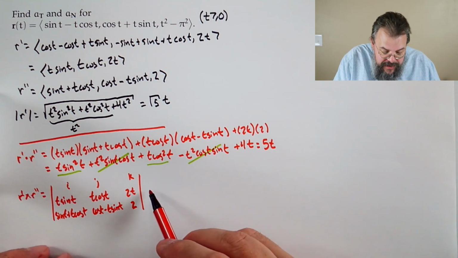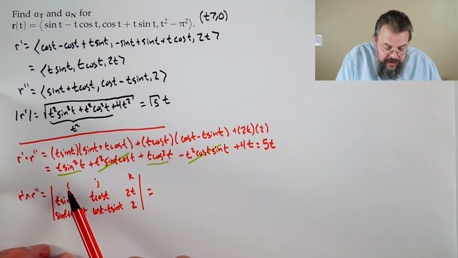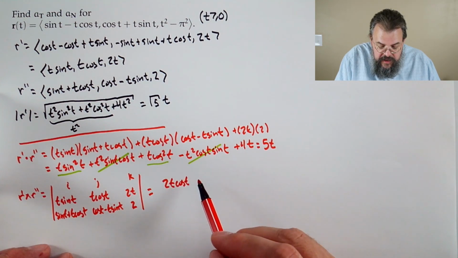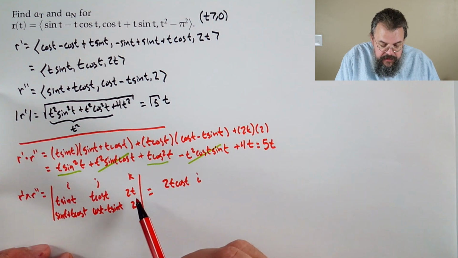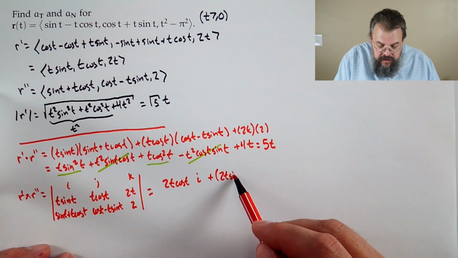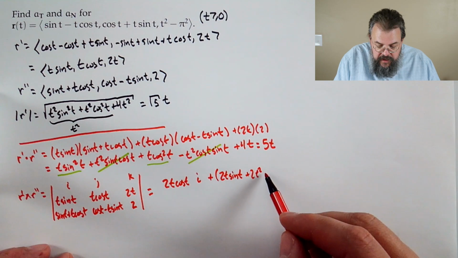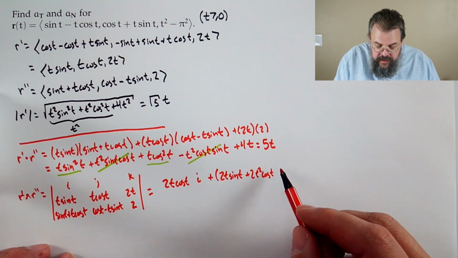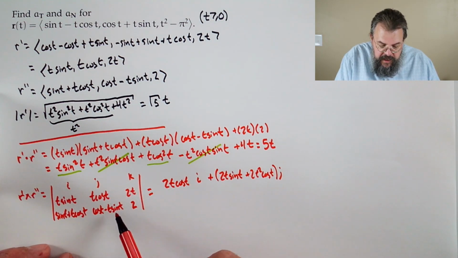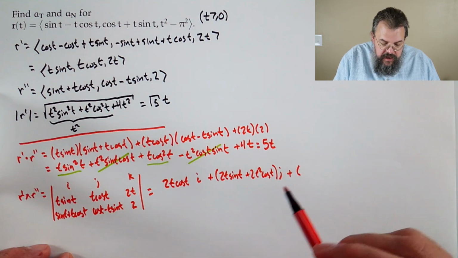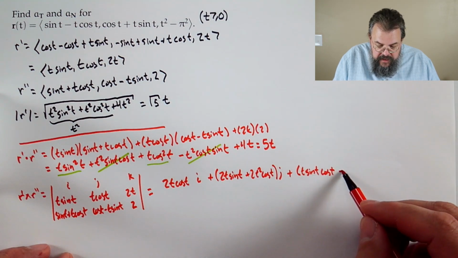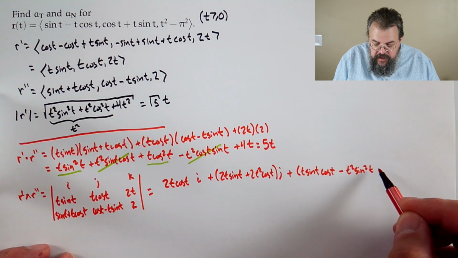Okay, so here we go. All right, for i, we have i times t cosine t times 2. So that's going to be 2t cosine t i. j times 2t times this expression here. So plus, we'll multiply it out, 2t sine t plus 2t squared cosine t. And that's j. And k, well, we're going to multiply the t sine t times that. So plus, well, it's going to be t sine t cosine t minus t squared sine squared t.